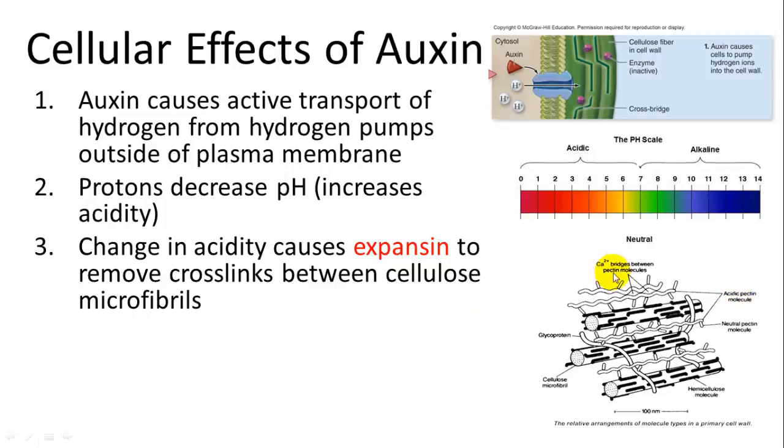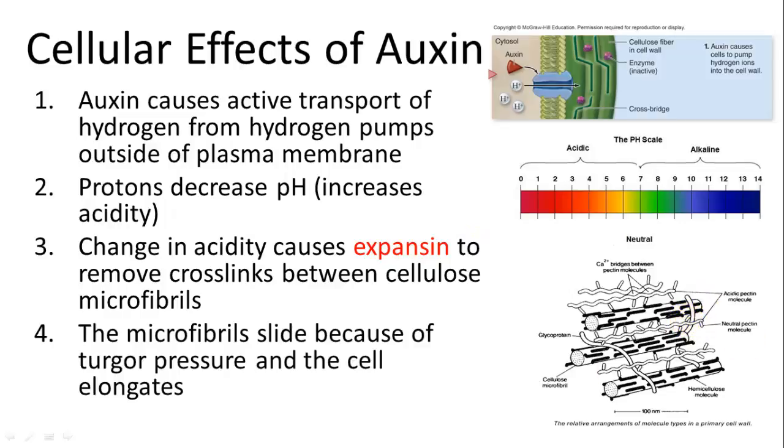So normally you have all these cellulose microfibrils running throughout the cell wall, and then these cross links tying them together to hold everything together. And then expansin will go in and cut those cross links. And then what happens is the turgor pressure from having that hypertonic solution inside the cell will then cause the cell to expand, and thus the cell elongates. And when you have all those on one side elongating, then it will cause the coleoptile to bend.